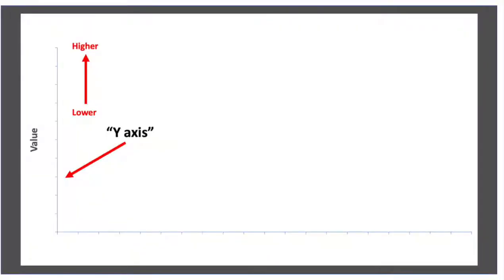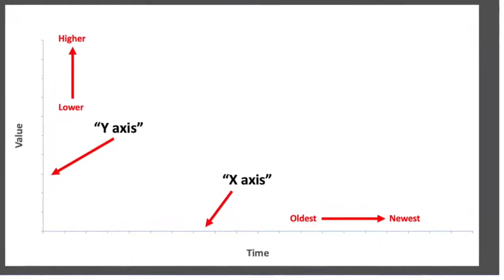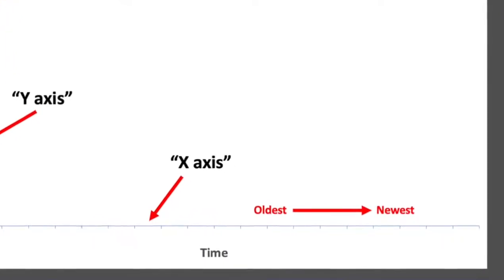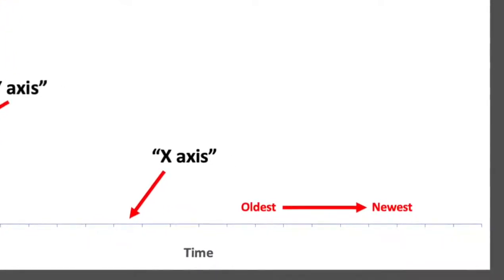The customary way of showing the data points is with the value of the number being reported on the vertical axis, also called the y-axis. Usually the lower values are at the bottom and the higher ones reaching upwards. Time is usually on the horizontal axis, also called the x-axis. Usually the most current point in time is to the right side of the graph, and the oldest data is on the left side. Let's look at an example.